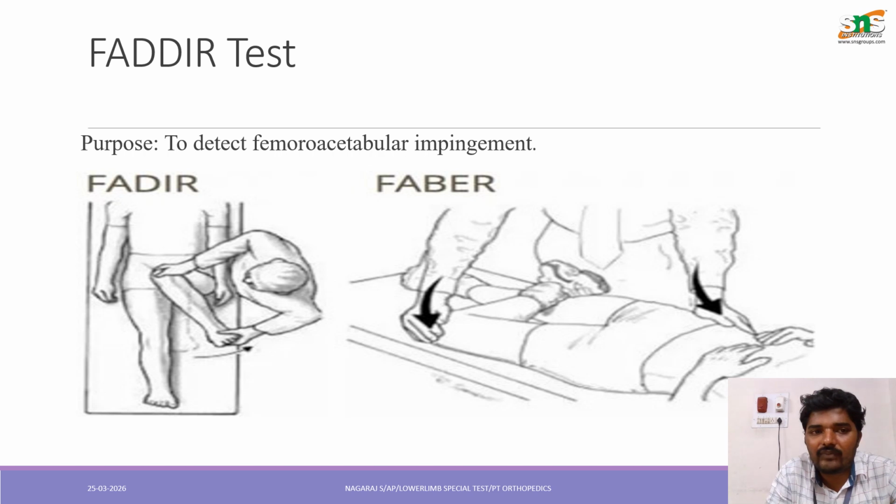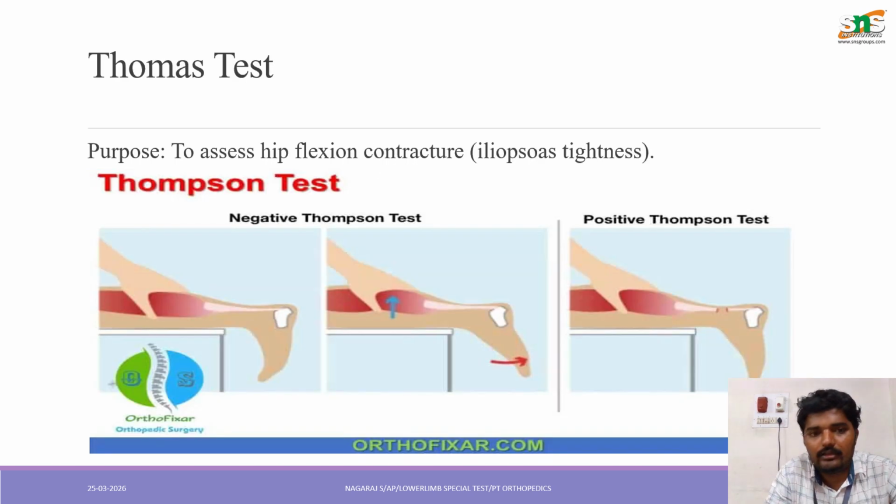Then FADIR is the flexion, adduction and internal rotation test. The purpose of the test is to detect femoroacetabular impingement, as a confirmatory test. Then the Thomas test is mainly to assess hip flexion contracture, that is, iliopsoas muscle contracture.